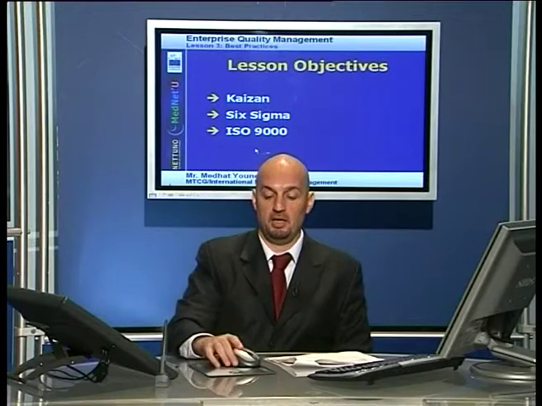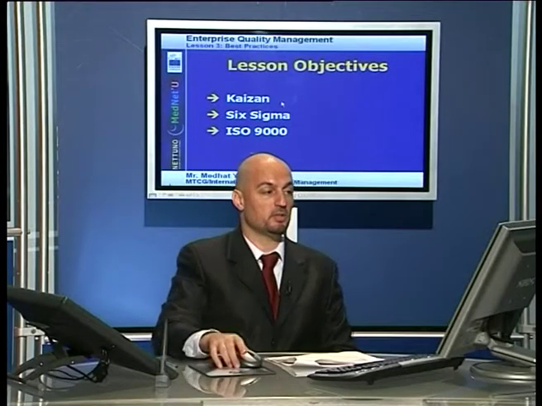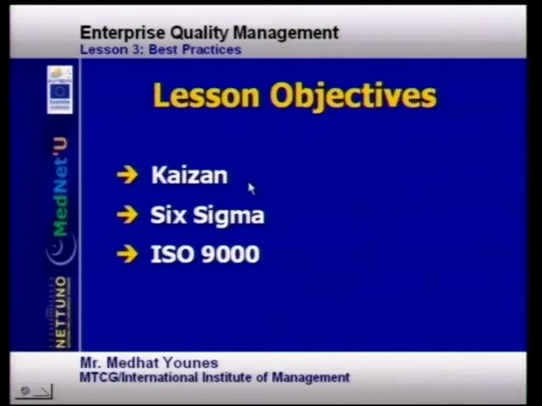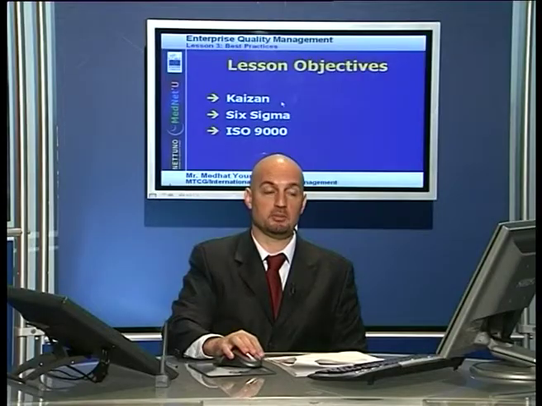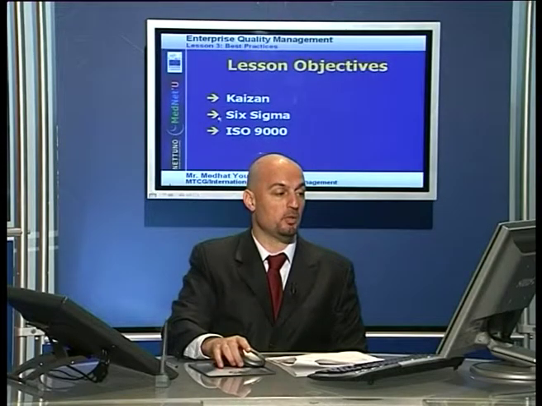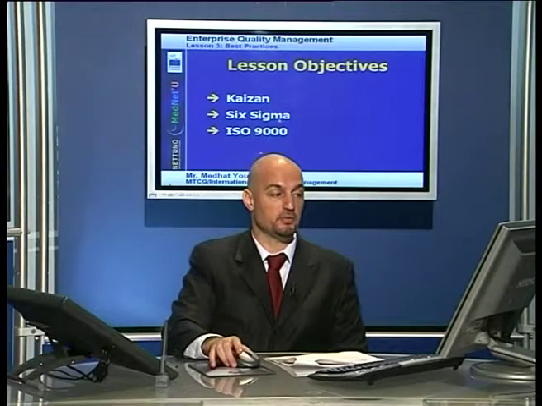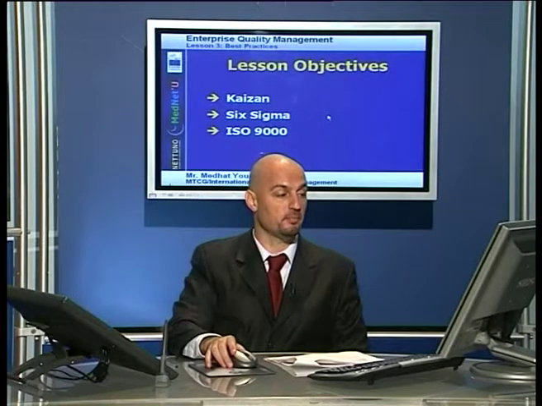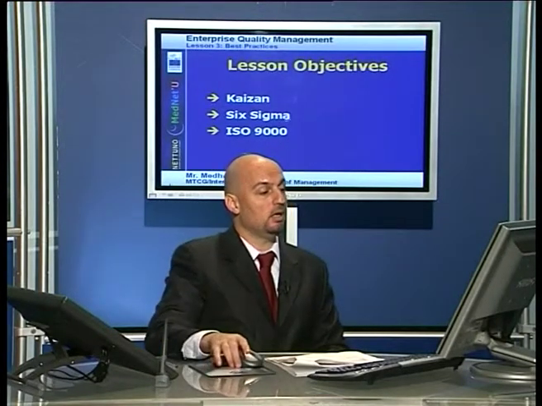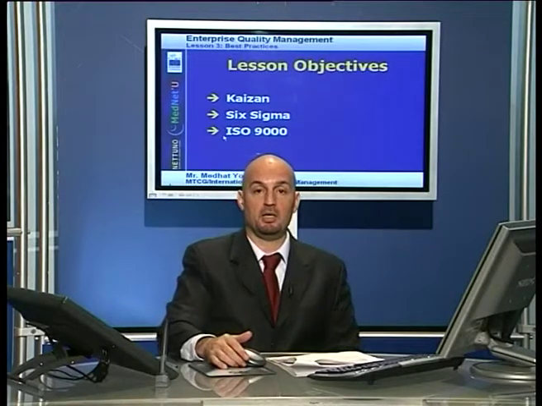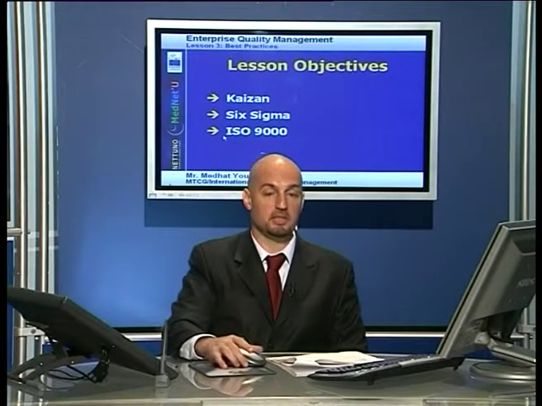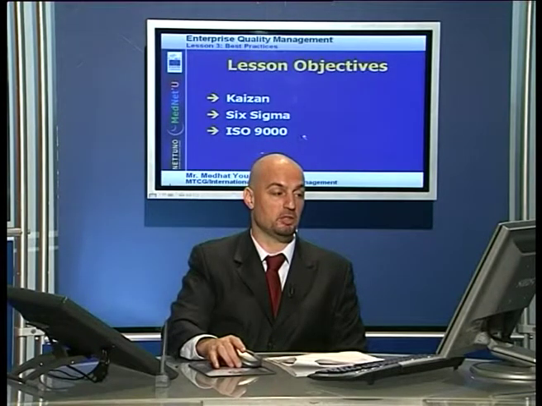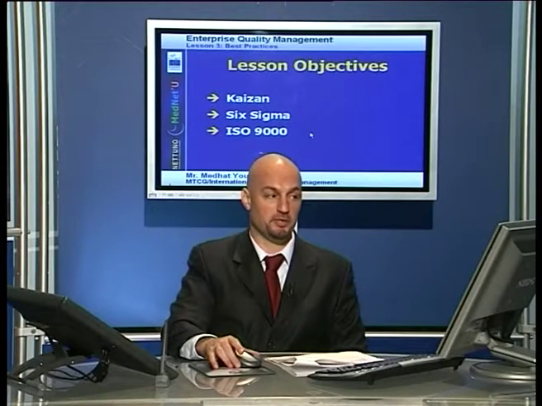We briefly introduced Kaizen, the Japanese-inspired management of continuous improvement, which is very similar, by the way, to total quality management. We spoke a little bit in more detail about Six Sigma and the implementation of Six Sigma within the organization. And finally, we introduced the ISO 9000 standard for quality and the guidelines for the implementation and certification within an organization.